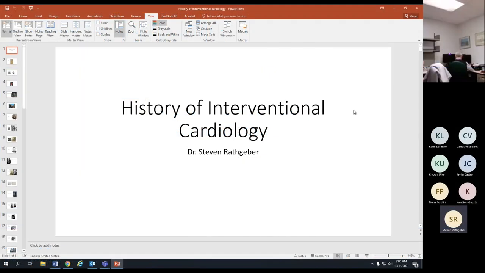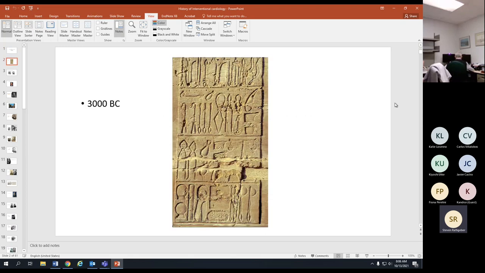So this is a discussion story on the history of interventional cardiology, initially in general, and then we'll move on to the pediatric story over the last about 40, 50 years. And so this goes back a long way.